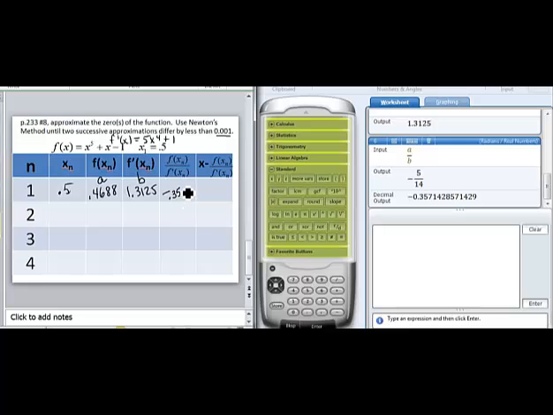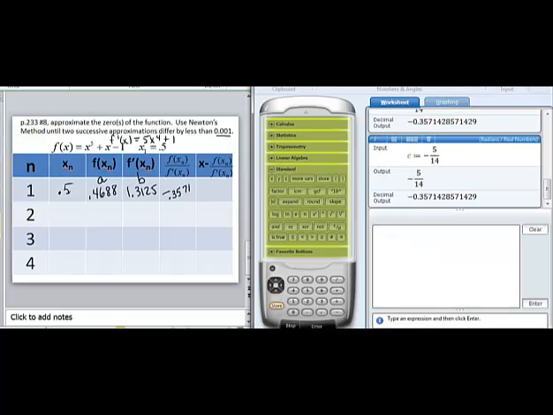So I'm going to round this just to 4 decimal places. So I get negative 0.3571. Again, I'm going to store this. This time I'm going to store that as letter C. So store as C. It does convert it to a fraction for me. That's fine. Your calculator may leave it as a decimal.